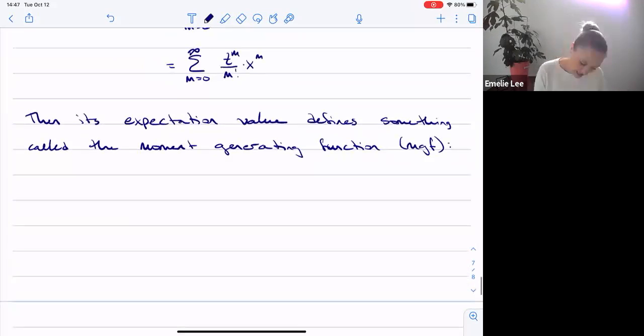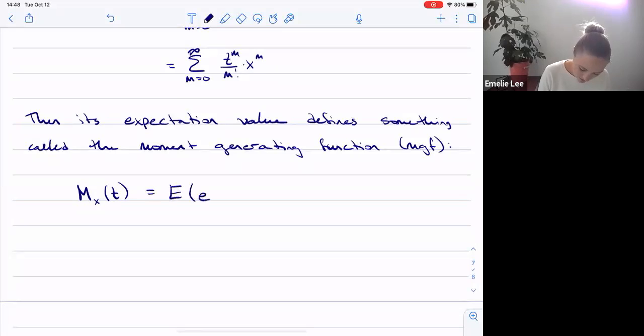We're going to denote it by a capital M with a subscript X, which we will drop if it's obvious that the random variable we're concerned with is X, but for now we'll keep it there. It's a function of t, which is the expectation of e to the power of tx. Okay, and that's a fact: the MGF is the expectation of e to the tx.